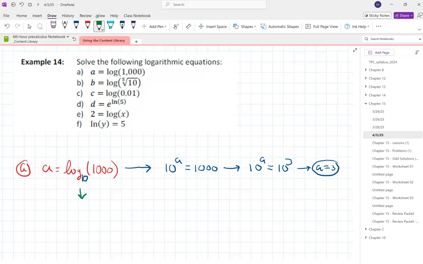The way that I like to do this problem is I would rather write 1,000 as 10 to the third, and then think about log base 10 and exponent base 10 canceling and just being left with the 3. I think that's a more useful way of thinking about the process.